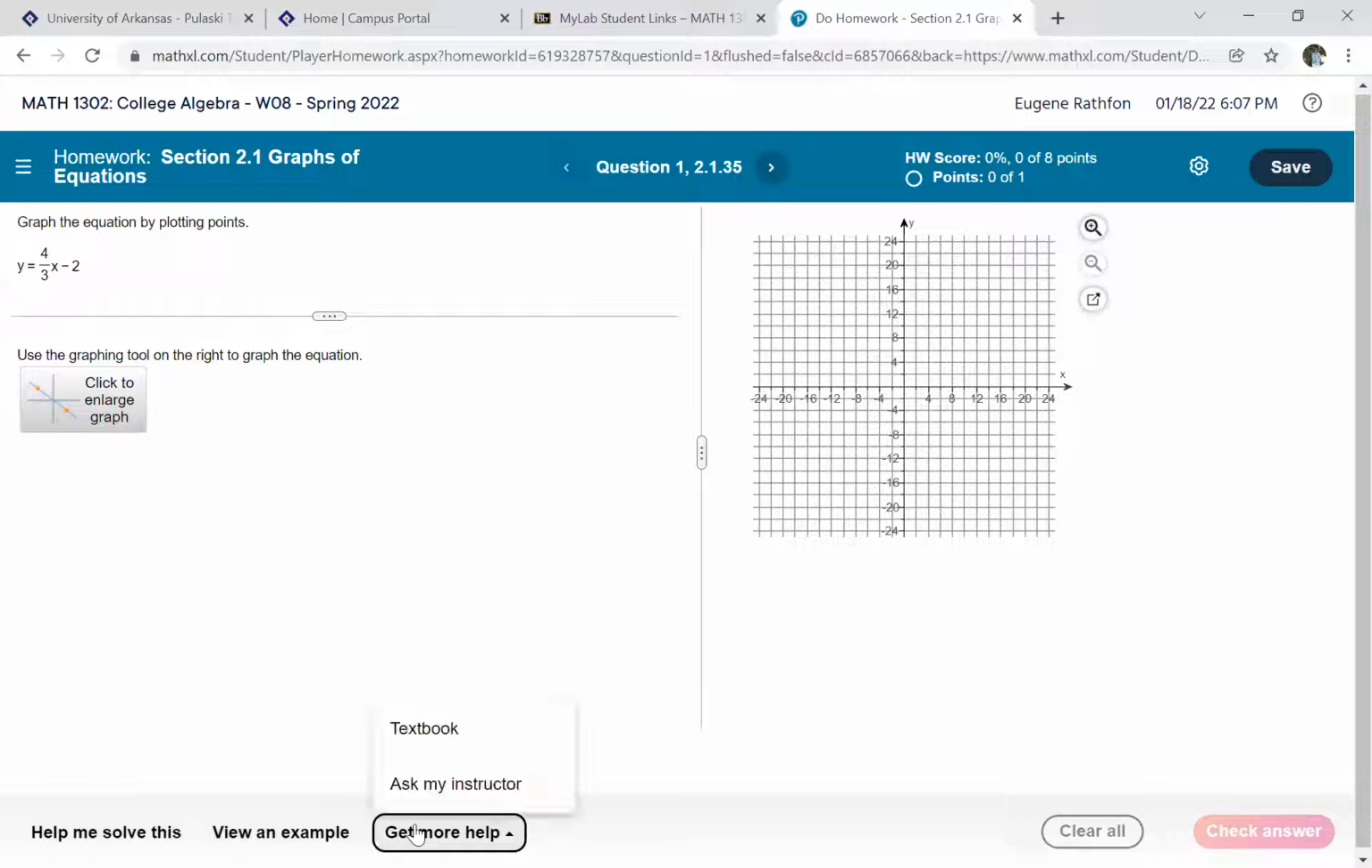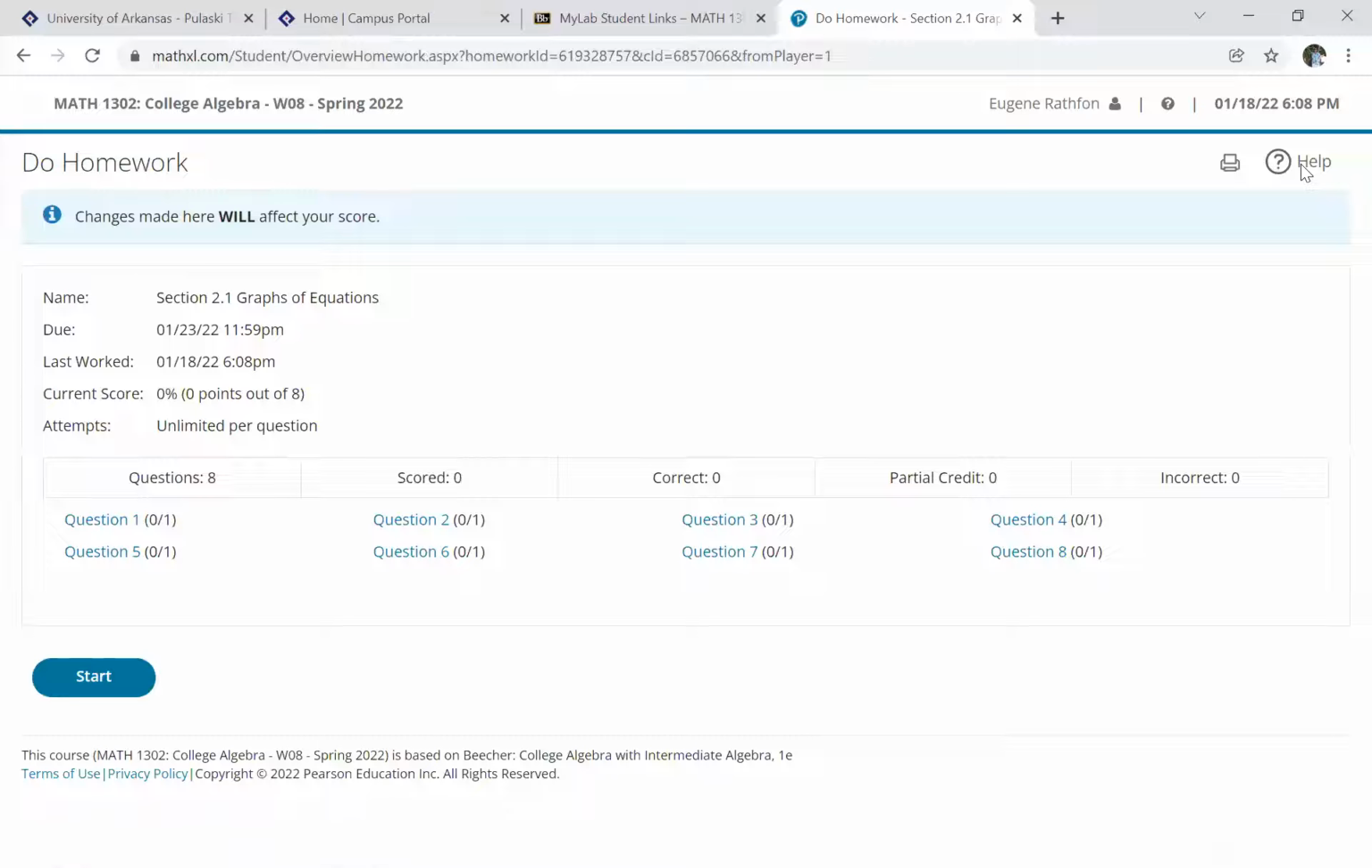And then over here under get more help, if you click that, you got the textbook. Click on textbook there, it opens up the book to the pages you need to be on. And then ask my instructor, if you click that, it'll send me the problem you're working on. And a lot of times I can email y'all back how to get unstuck on that, okay? All right, so most of y'all should probably be familiar with that.